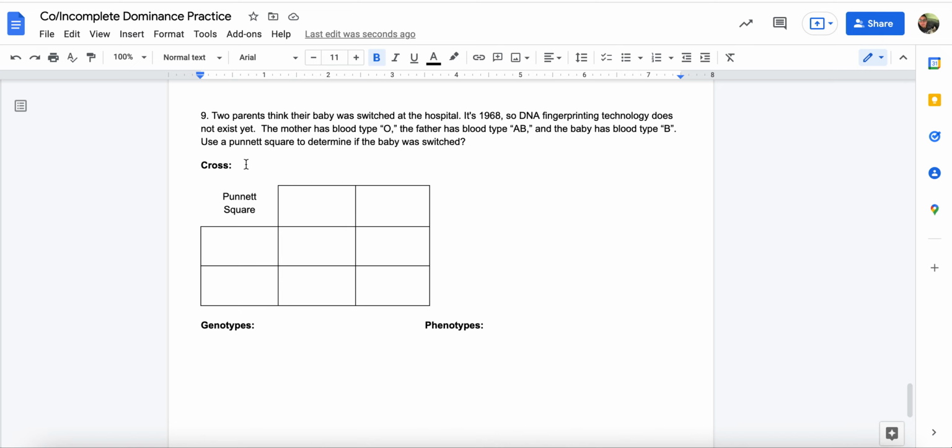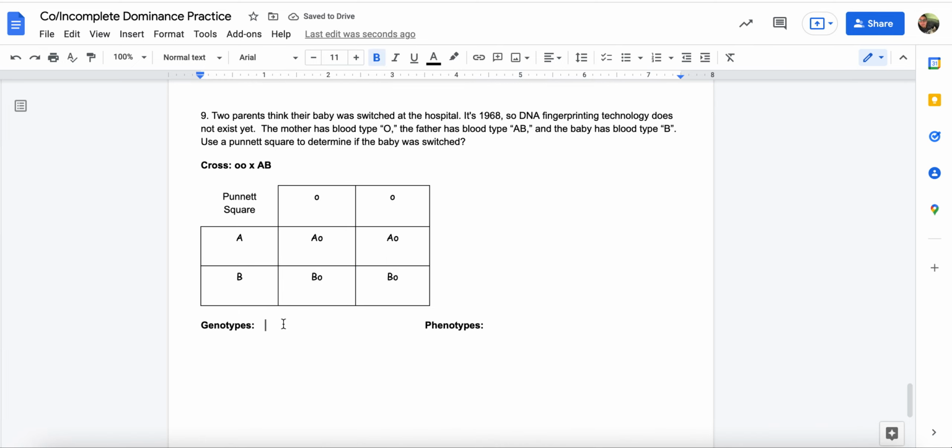Mother has type O. So again, the genotype for type O is 2 little o's. And the father has blood type AB. So the baby has blood type B. Use a Punnett square to determine if the baby was switched. So we've got O, O, and then A, B. So AO, AO, BO, oh, not a zero, and BO.